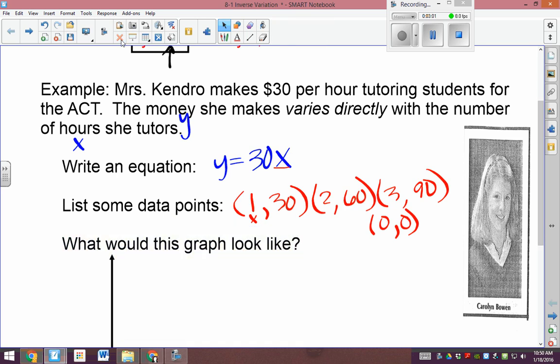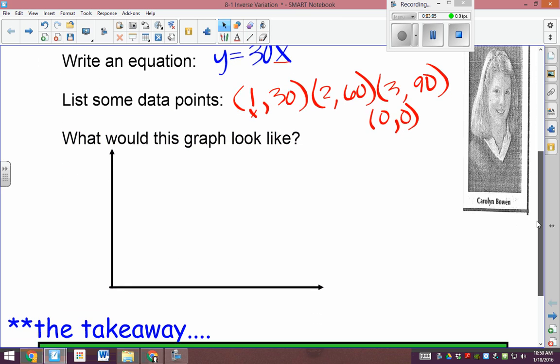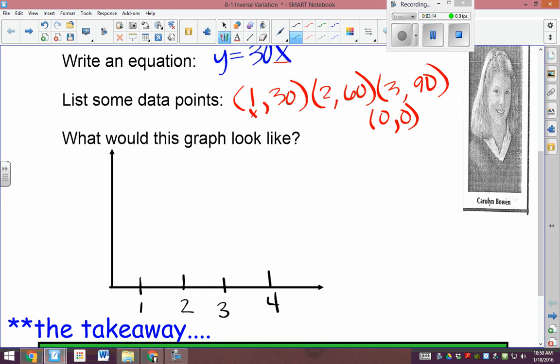And then lastly, we are going to sketch that graph. Again, this is major review from Algebra 1 direct variation stuff. So I'm just going to make a very simple graph according to the data points that we used. We said x was hours tutoring, and therefore this is the money. You're changing the scale to fit your points. That's nice. They don't all have to be ones and ones, twos and twos.